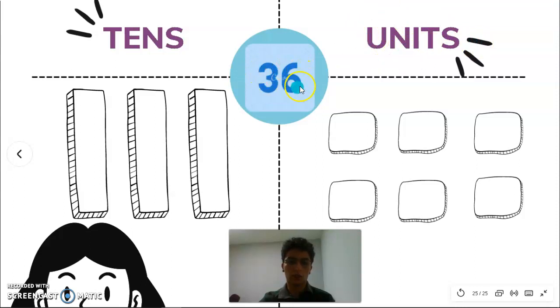So we have the number 36, so we have 3 tens, right? 1, 2, 3 tens. And in the units we have 6 units, so 1, 2, 3, 4, 5, 6, and those tens and units together give us the number 36.